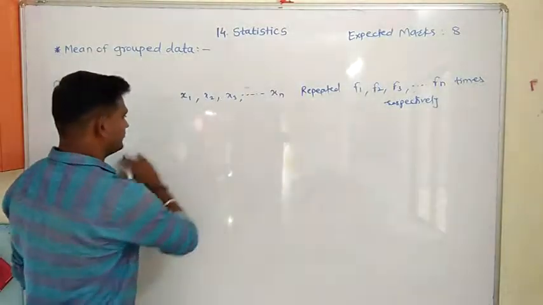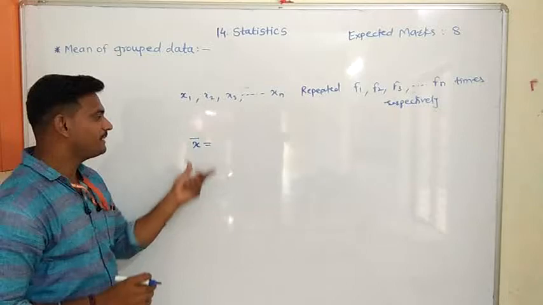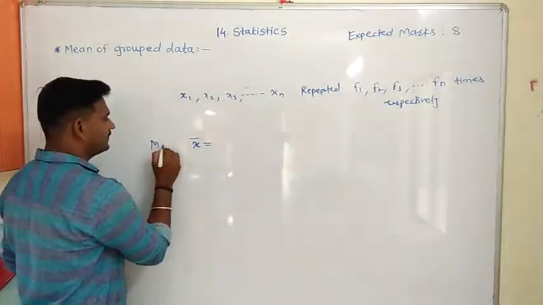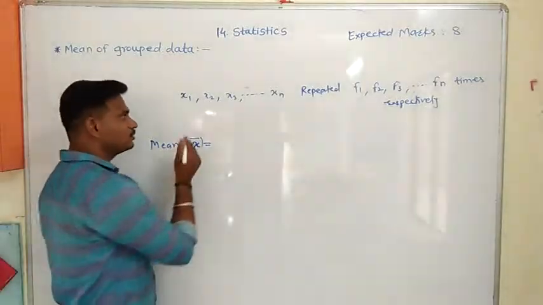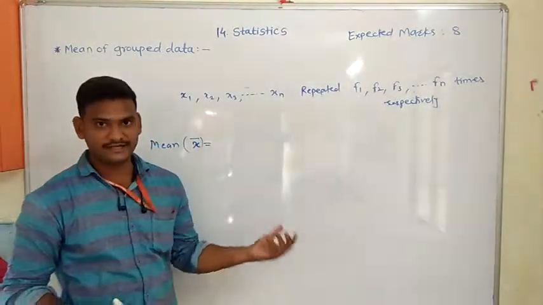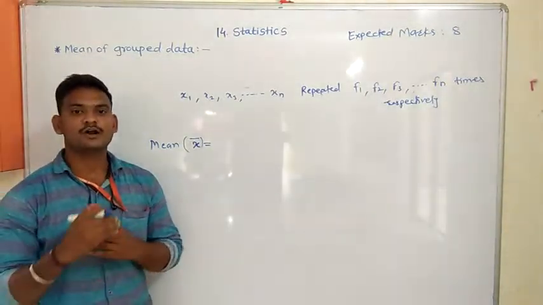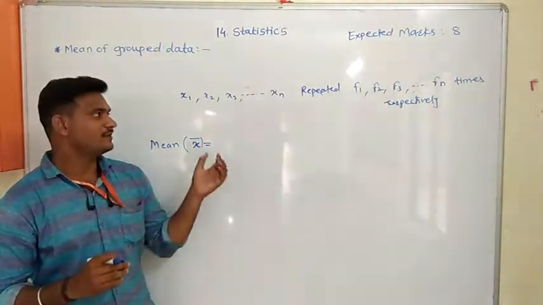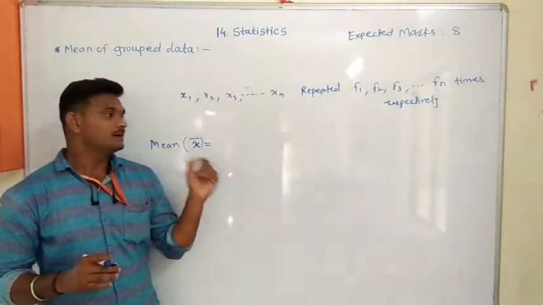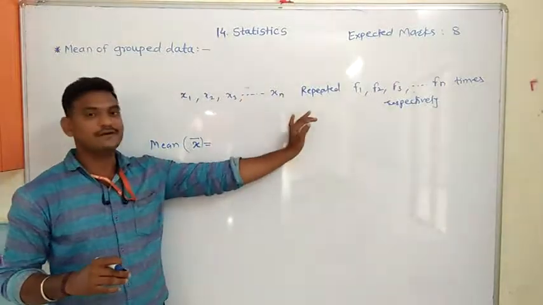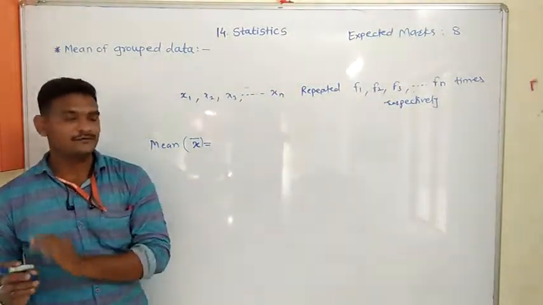We know the formula. Mean is denoted by x bar. Mean, which is also denoted by x bar, is equal to the summation of all the observations divided by the number of observations. We know this formula: the mean of the given observations is equal to the sum of all the observations divided by the total number of observations.